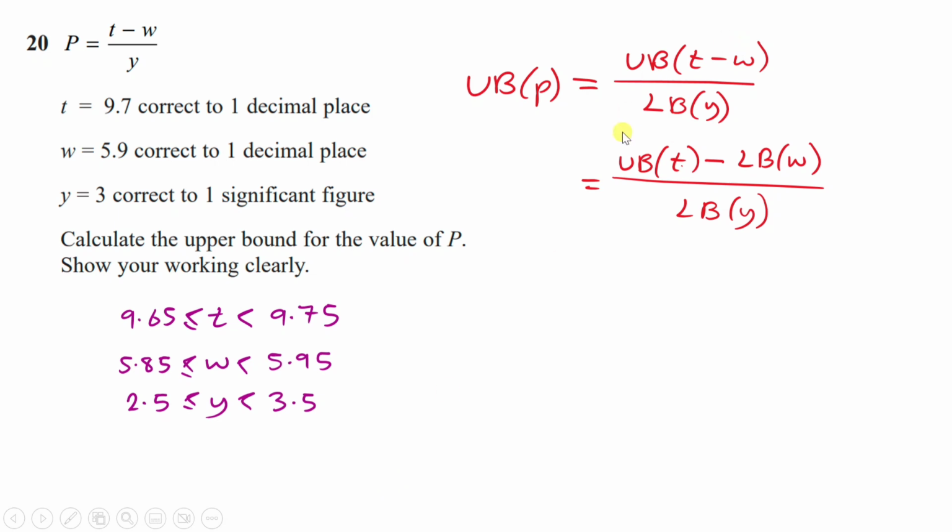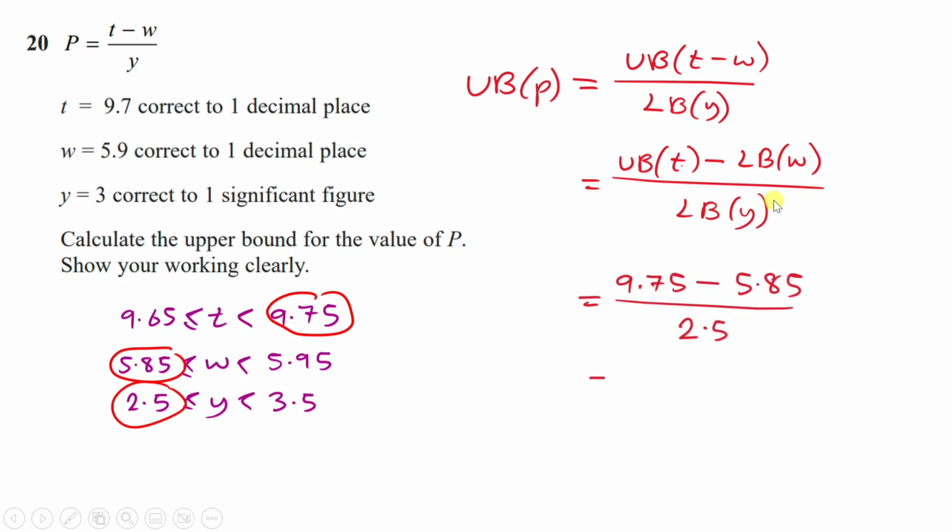And therefore, to get the right values, the upper bound of T, so you're talking about this value here. This is your upper bound of T, this is your lower bound of W, and this is your lower bound of Y. So just put this in the calculator, guys, and eventually you should get 1.56. Hopefully. I'm gonna double check it, but yeah, that's it.